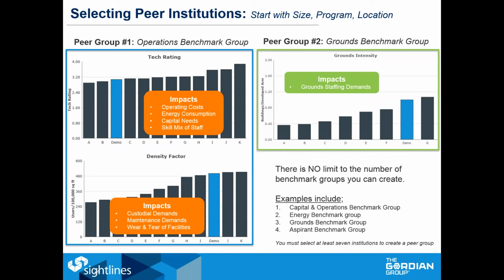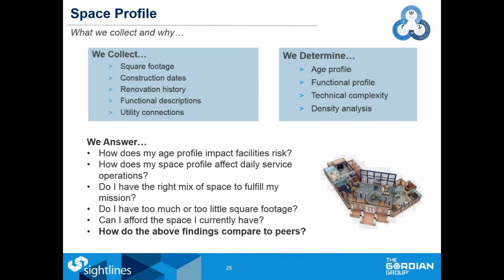So we talked about the fact that ROPA Plus helps to join concepts of space, capital, and operations. So I want to go through each of those and basically say what we collect and why. On the space side, we're collecting square footage, construction dates, renovation history, functional descriptions, utility information, etc. We're trying to look at age profile, functional profile. We're looking at density. We're looking at technical capacity.